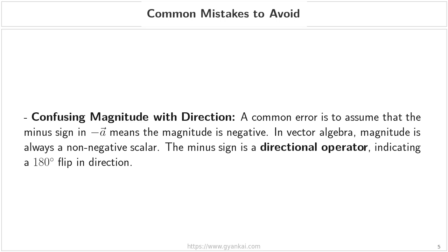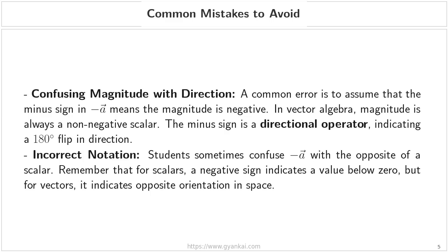First, let's talk about a very common error, confusing magnitude with direction. It is easy to look at the notation, negative a, and mistakenly assume that the minus sign implies the magnitude or the length is negative. However, as we discussed earlier when looking at the definition of a vector, magnitude is always a non-negative scalar. It represents a distance, and distance cannot be less than 0. Instead, you should think of that minus sign as a directional operator. It is a mathematical instruction telling you to perform a 180-degree flip in direction.